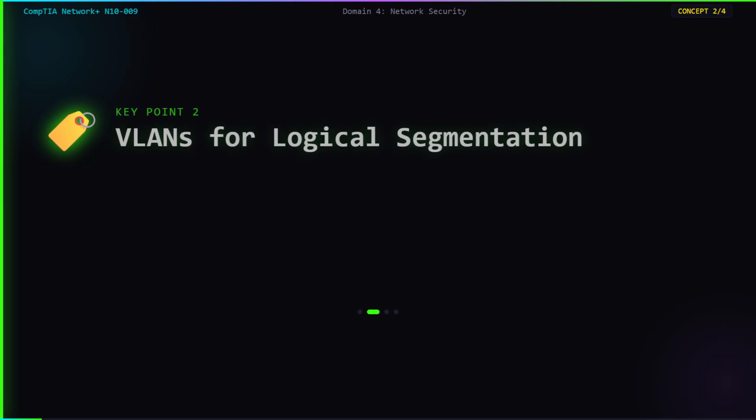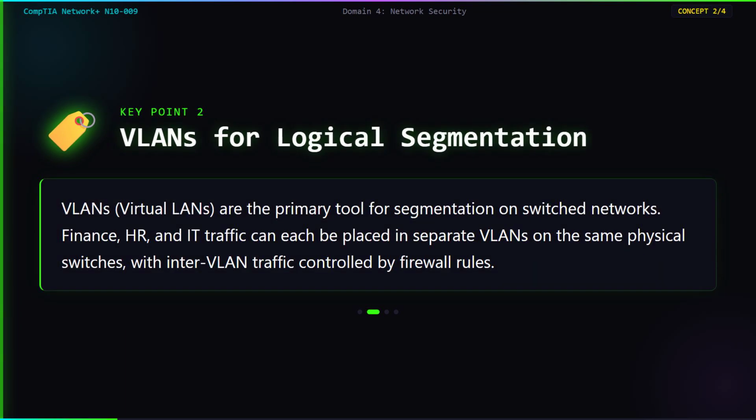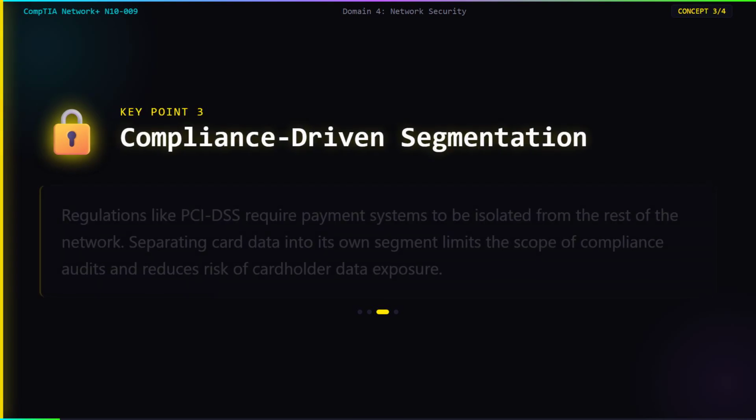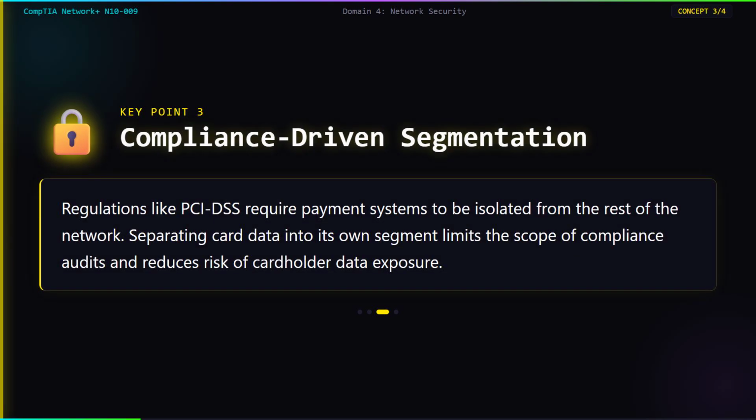Key concept: VLANs for logical segmentation. VLANs, virtual LANs, are the primary tool for segmentation on switched networks. Finance, HR, and IT traffic can each be placed in separate VLANs on the same physical switches, with inter-VLAN traffic controlled by firewall rules.